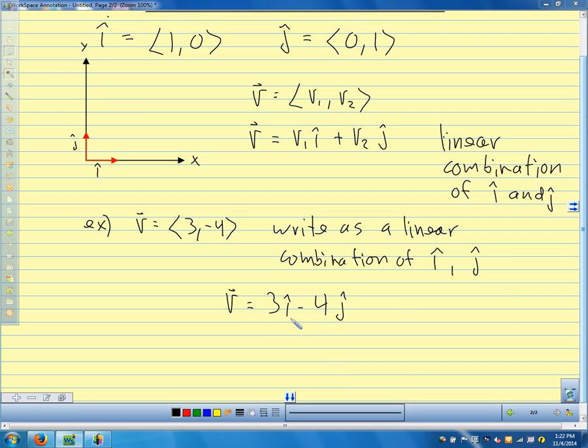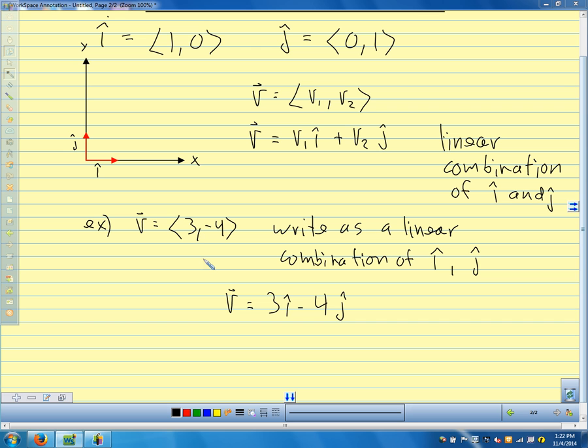And you'll see this i hat, j hat notation a little more in science. You'll see the bracket notation a little more in math. All right, questions about our standard unit vectors?